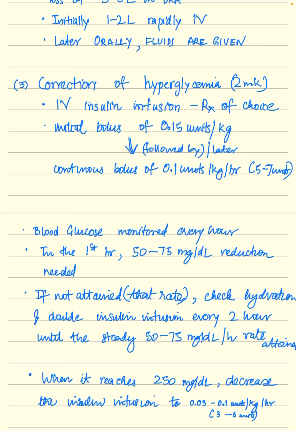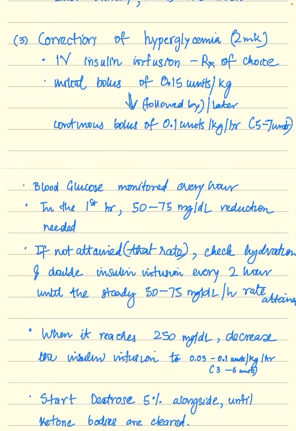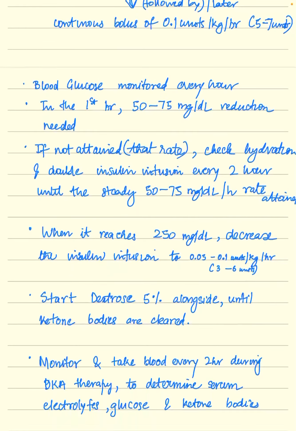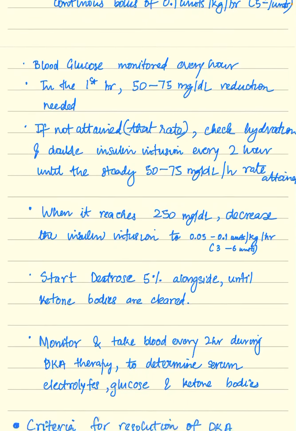So when the blood glucose reaches 200 to 250 milligram per deciliter, decrease the insulin infusion to 0.05 to 0.1 units per kilogram per hour. So that is roughly around 3 to 6 units. We have to start dextrose 5% alongside until the ketone bodies are cleared, because ketone bodies take time to clear from the body, and also to prevent hypoglycemia in the later stages of the treatment.